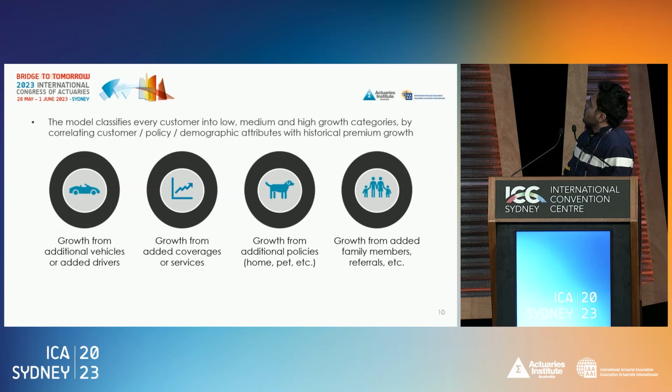This is just a visual representation of some of the key drivers that I found which drive the customer growth. So from additional vehicles or added drivers, from added coverages or services. For example, today a customer might have a liability-only policy, but tomorrow they may add more coverages for their vehicle or for their home. Growth from additional policies such as home insurance, pet insurance, and growth from added family members, referrals, etc.